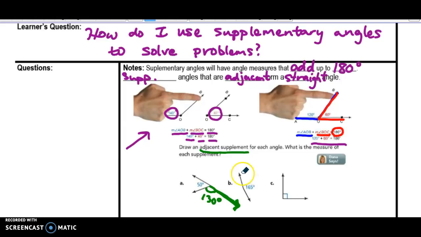Let's look at letter B. We have almost a straight angle. We have 165 degrees. So if I extend this just a little further, then I have this angle here, which could be a 15-degree angle because 15 plus 165 equals 180. And finally, if I'm given a right angle, which I know is 90 because it's labeled, then I could extend onto it another 90-degree angle to be a supplement because 90 plus 90 is 180.